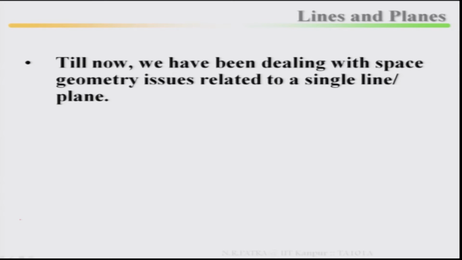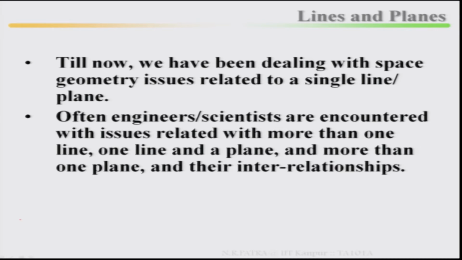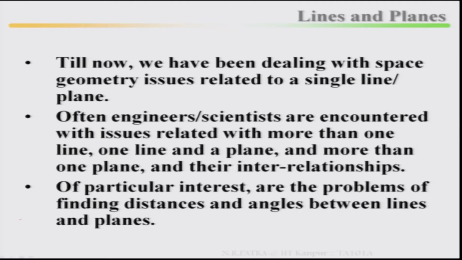Now, the next part is we are going to start the relationship between lines and planes. Till now we have been dealing with space geometry issues related to a single line or single plane. Often engineers or scientists encounter issues related to more than one line or more than one plane, or their interrelationship or intersection. Of particular interest are the problems of finding distance and angles between lines and planes.